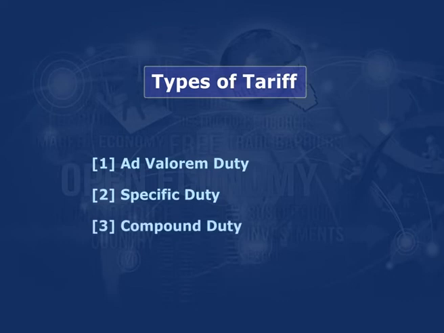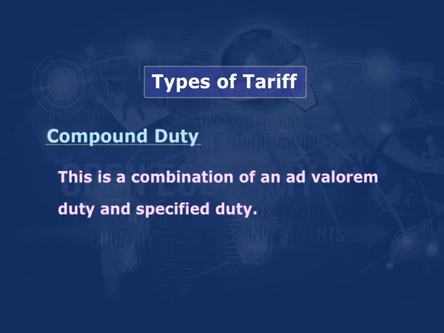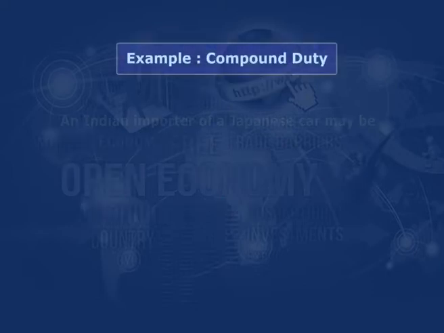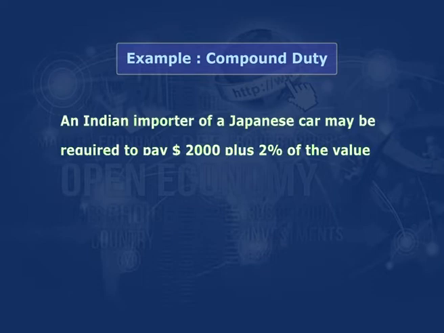Compound duty. This is a combination of an ad valorem duty and specific duty. Let us take an example. An Indian importer of a Japanese car may be required to pay $2,000 plus 2% of the value of the car.